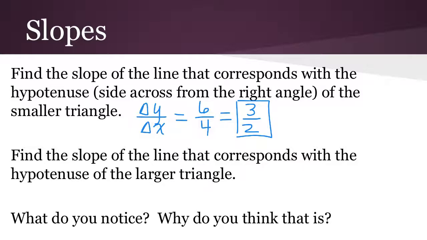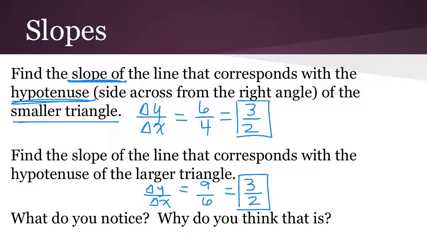If I do the same thing for the bigger triangle, the one that I did in, was it red, I think? I also already did that for you. So I counted up 9 and over 6. And if I simplify that, my goodness. So the slope of the hypotenuse of the smaller triangle is exactly the same as the slope of the hypotenuse of the larger triangle. Well, that makes sense because one is laying on top of the other. They have the same steepness. It is actually the same line, just extended.